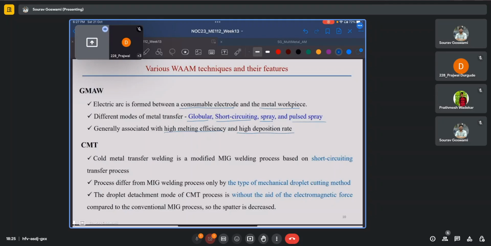where as soon as the metal droplet is in contact with the pre-deposited bead or the substrate, a backward motion is applied on the feedstock, which detaches the droplet from it without such large changes in temperature as in the case of short circuiting. That is the reason for calling it cold, because the temperatures achieved are far lower. And the difference between this and MIG welding is the type of mechanical droplet cutting method. And here, no electromagnetic forces are used for detachment.